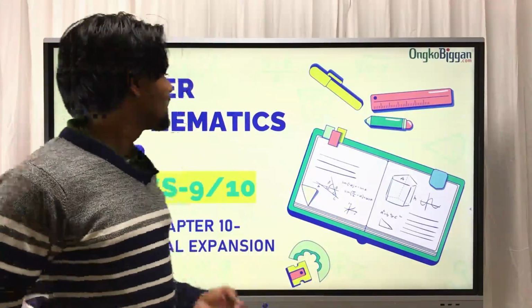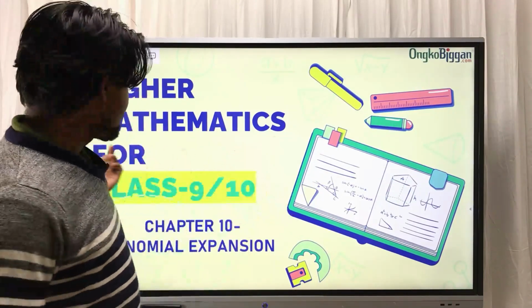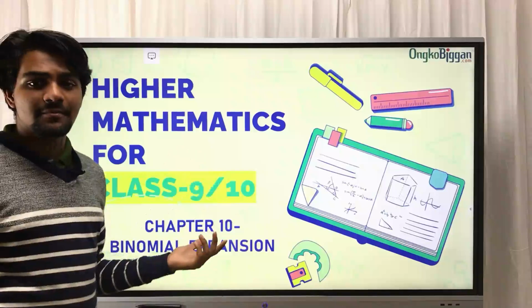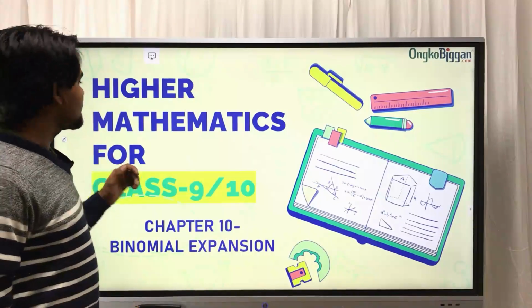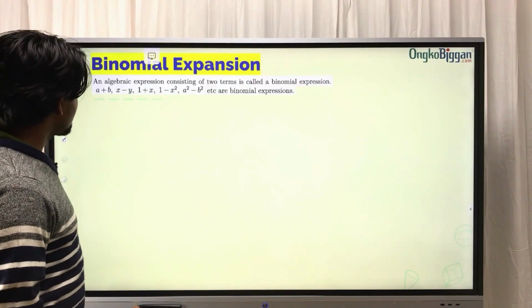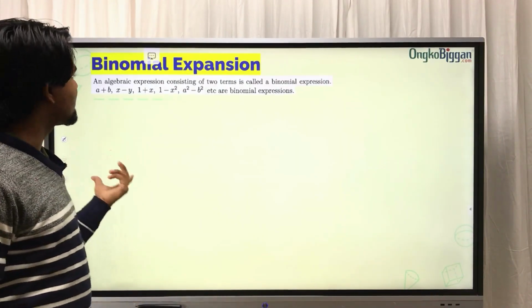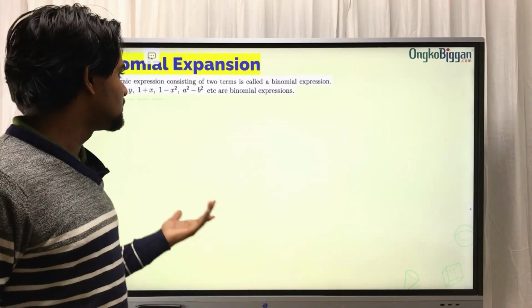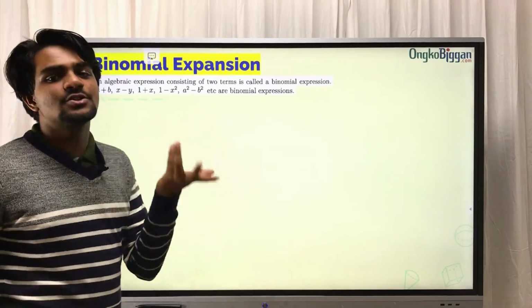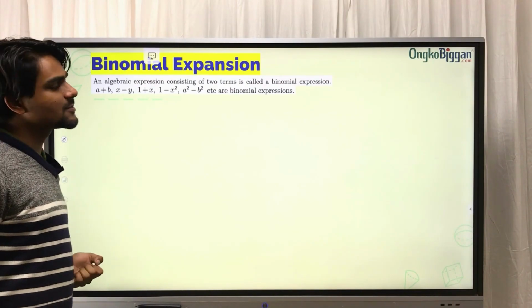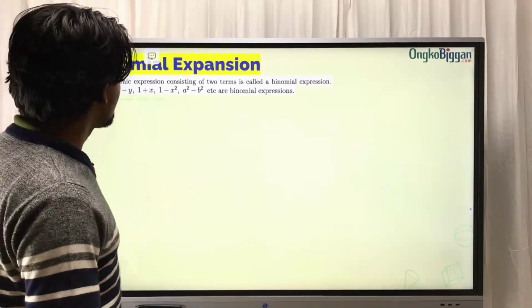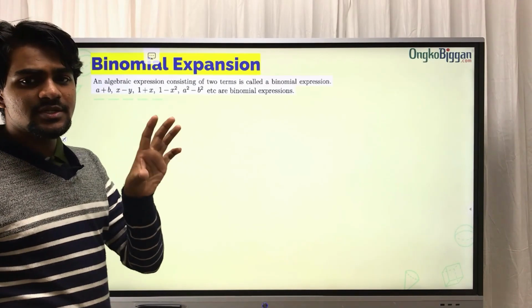Hello everyone. We are going to start the 10th chapter of our higher maths book, that is the binomial expansion. Before we start, first we need to know what a binomial expression is. A binomial expression is an algebraic expression consisting of two terms, that is, any expression that has two terms.